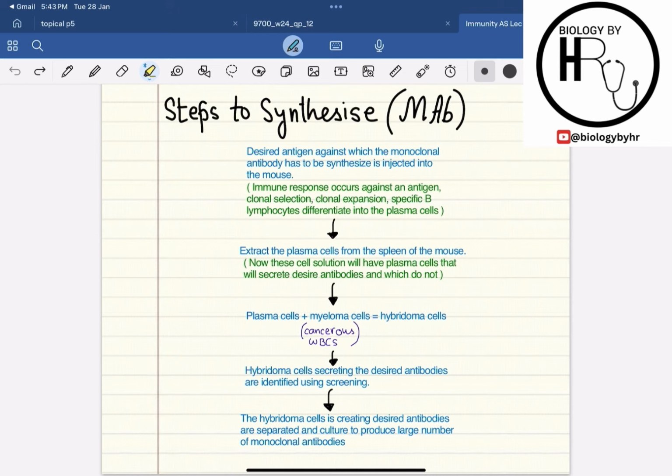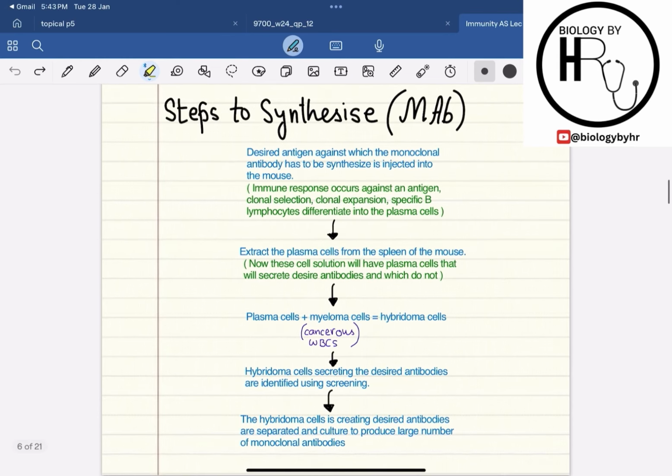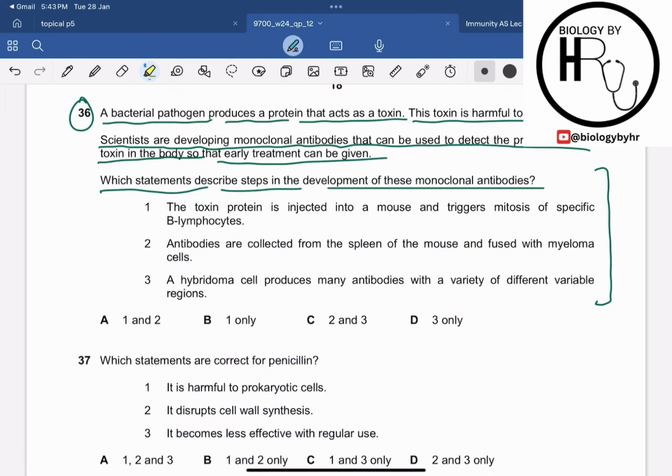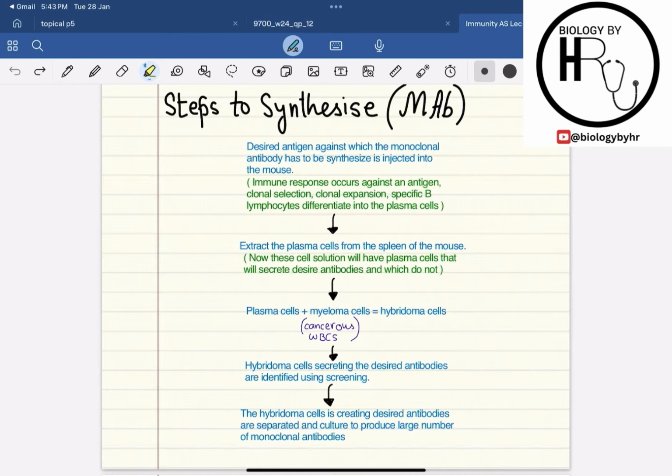Alright, so now let's discuss the steps to synthesize the monoclonal antibodies, and after we understand these steps, it will become very easy for us to solve this MCQ, right? So basically, first of all, the desired antigen against which the monoclonal antibody has to be synthesized is injected into the body of the mouse, and due to that antigen, an immune response will occur against it, right?